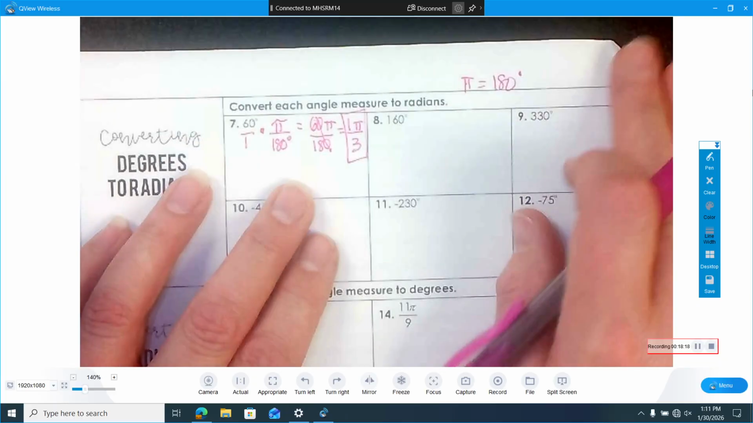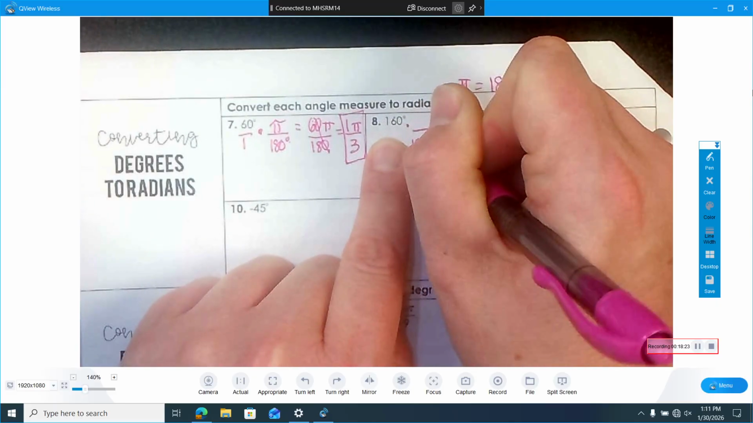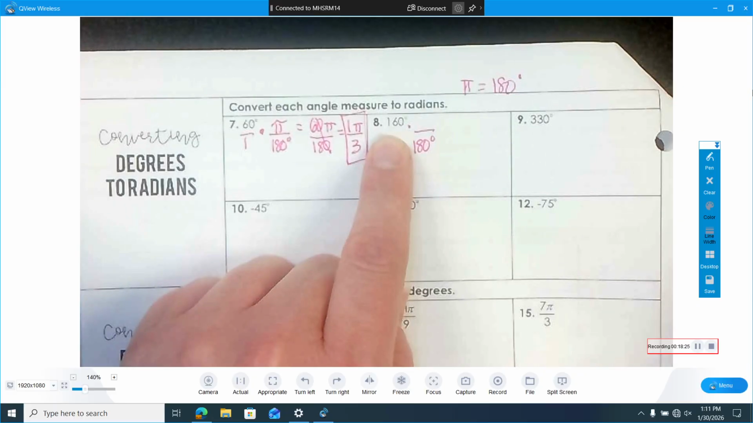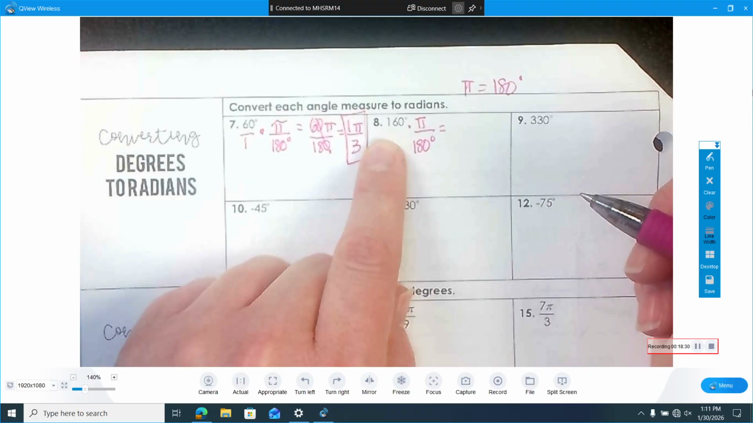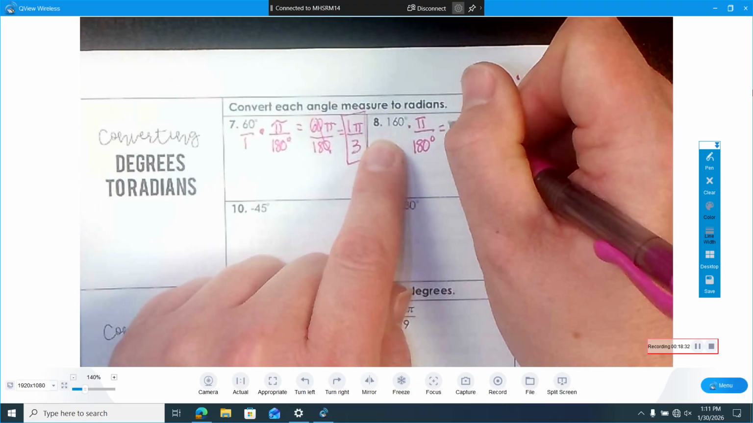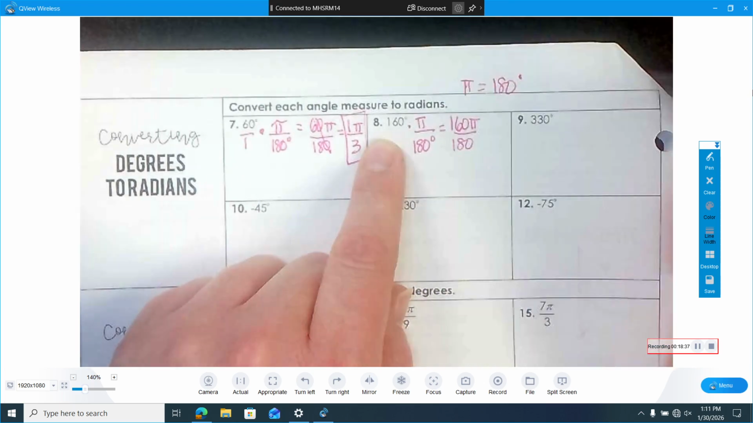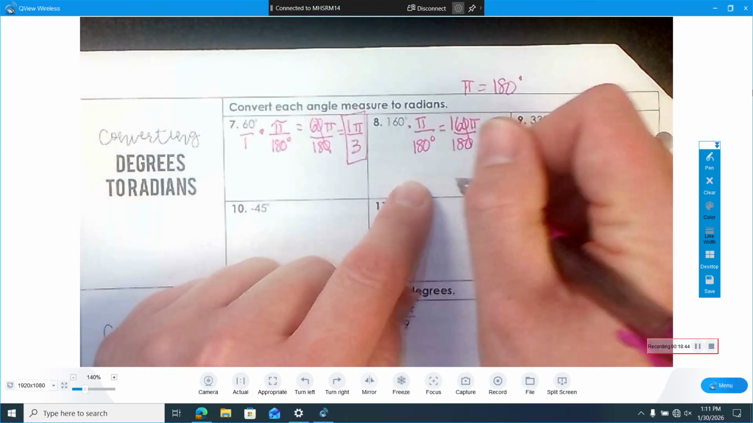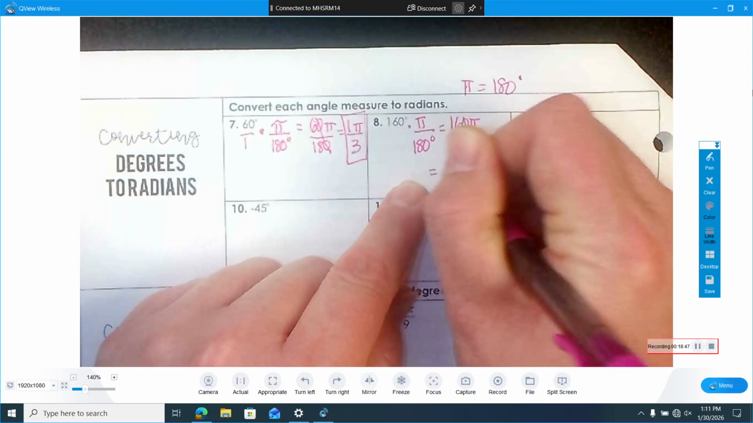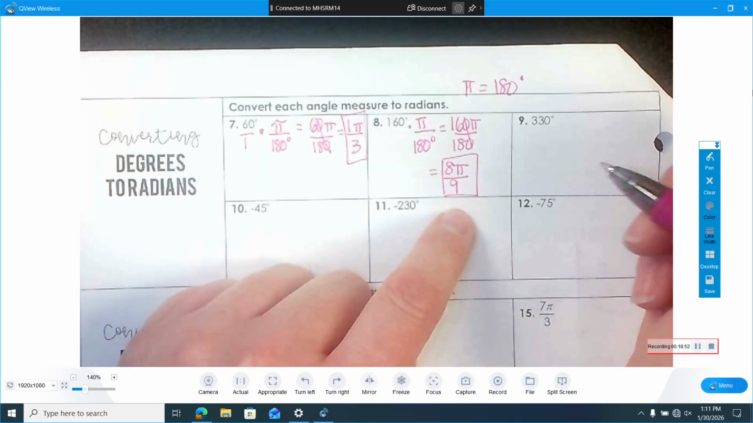Let's try another one. I have degrees. To cancel degrees, I'm going to put my 180 on the bottom so they cancel out. Pi goes on top. And I can multiply straight across 160 times pi over 180. The zeros are going to cross out, and what about 16 and 18? Yep, we can divide by 2, so we would get 8 pi on top and 9 on the bottom. So 8 pi over 9 radians.